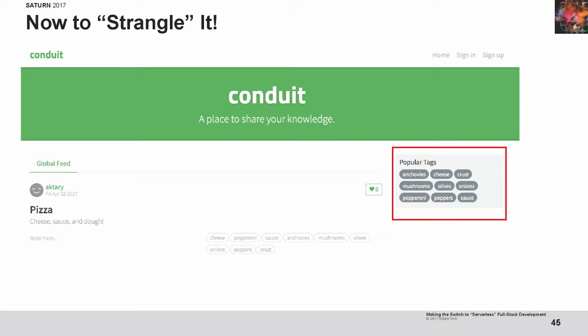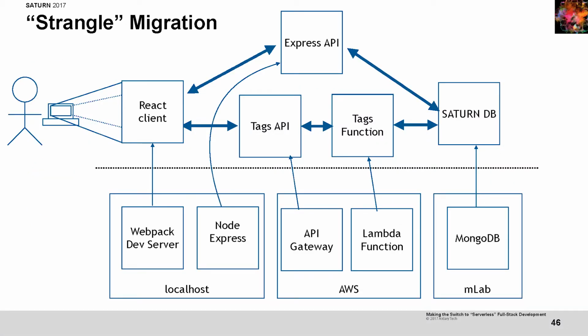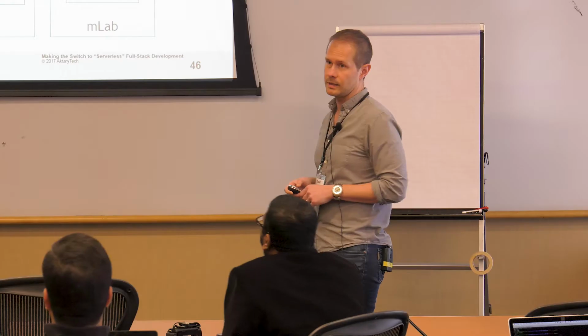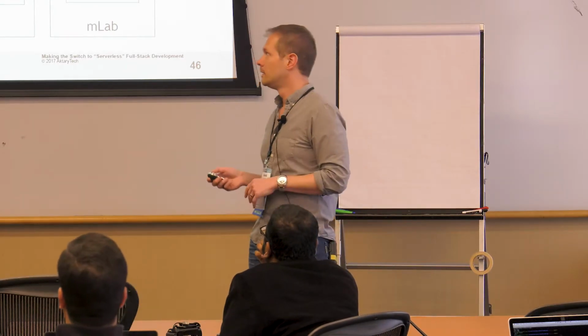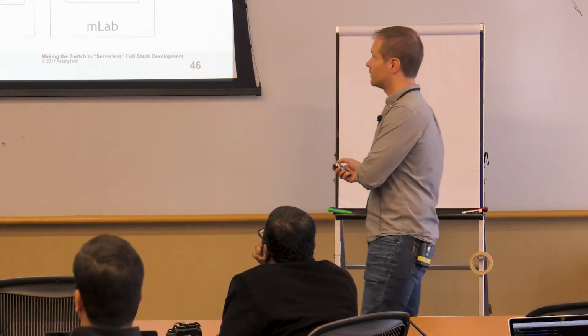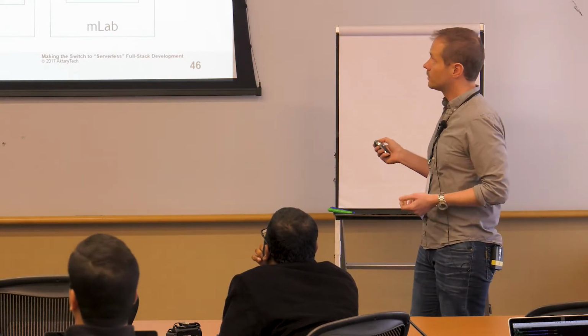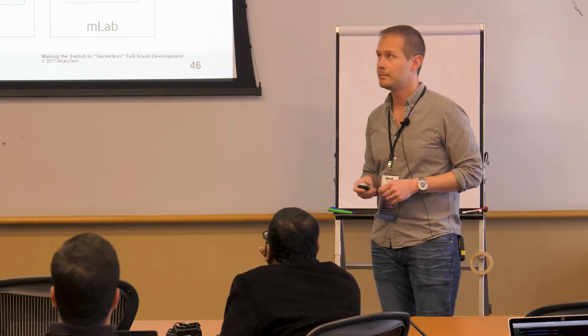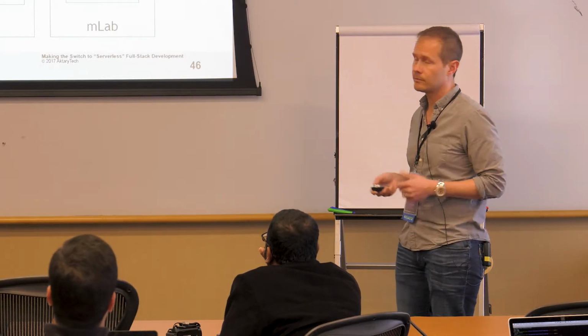So now we're going to try and strangle this, starting with tags, and see if we can get that part up into Lambda easily and quickly. What that's going to look like is we're going to have our 2 servers still running, our legacy system. We're going to have AWS serving the API gateway that we're going to hit for the tags API. That's going to then go back and hit the tags function running in Lambda. It's also going to hit the SATURN DB, which is also serving the Express API from our legacy.